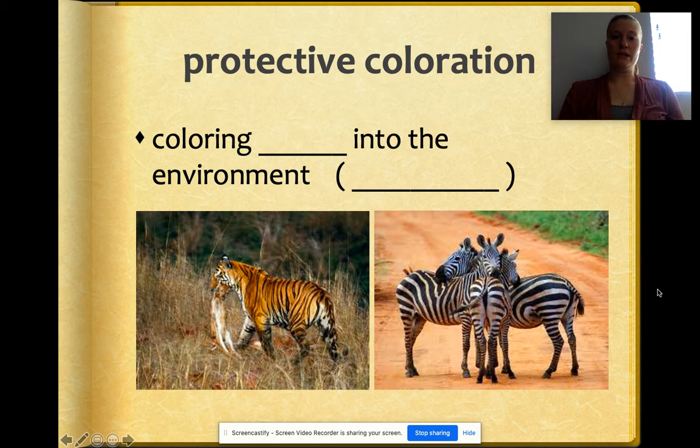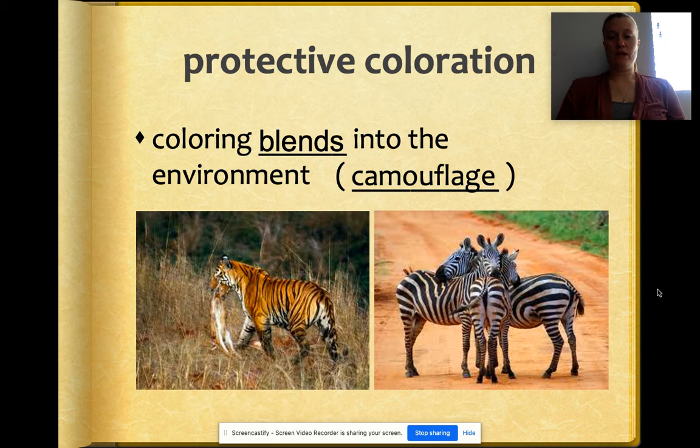So the first one is protective coloring. The coloring sometimes blends into the environment, which allows it to camouflage, which allows that animal to survive better.